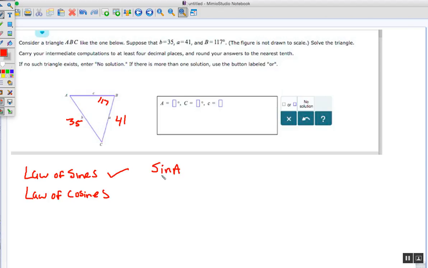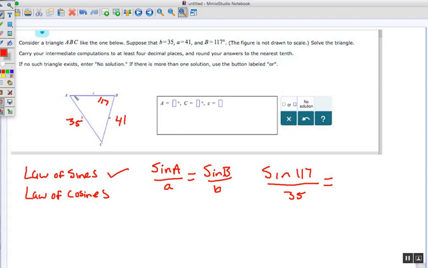is sine A over A, which means sine of the angle, and then this is the side opposite that angle, is equal to sine B over B. So all that matters here is that you use sine of an angle and a side opposite that angle, sine of another angle and a side opposite that angle. So here I've got sine of 117 over 35.